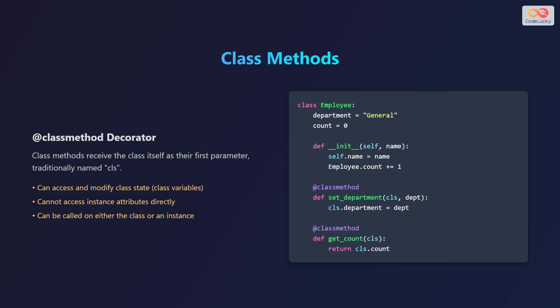Look at the Employee class. It has a class variable department initialized to the string "General", and a class variable count, which is initialized to 0. The __init__ method increments the count class variable each time an instance of the class is created. The set_department class method allows modifying the department class variable, and the get_count method returns the current value of the count class variable.